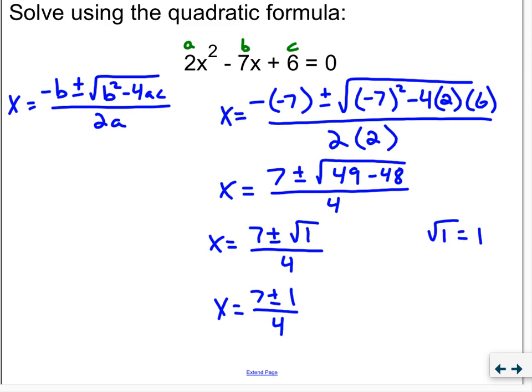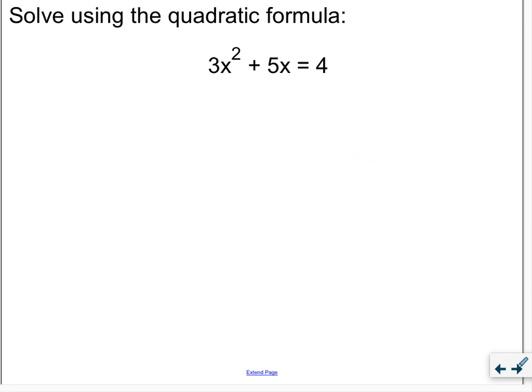Let's separate our fractions now. 7 plus 1 is 8. So one of our answers is 8 over 4, or 2. The other answer is 7 minus 1, which is 6 over 4. And if you want to reduce that to 3 over 2, we can. So those are our two answers. If we solved it by factoring, we would get that answer. So just plug the quadratic formula in and evaluate it.